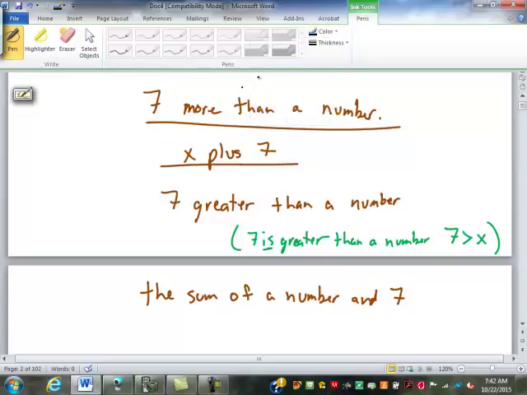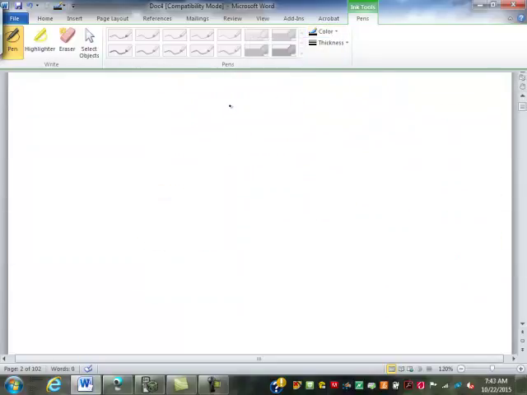Can anybody give me one? Okay, I'll give you one for subtraction. 9 less than a number. How would I express that one? x minus 9? That works. Could I do 9 minus x? Does that mean the same thing? No, it doesn't. 4 minus 7 would be different than 7 minus 4. You could do negative 9 plus x. That would work. Very good.